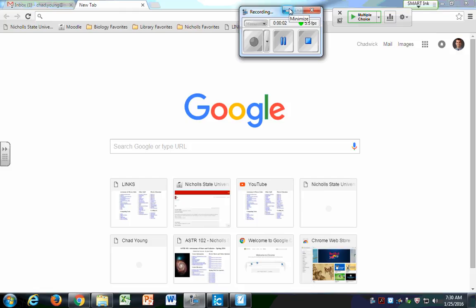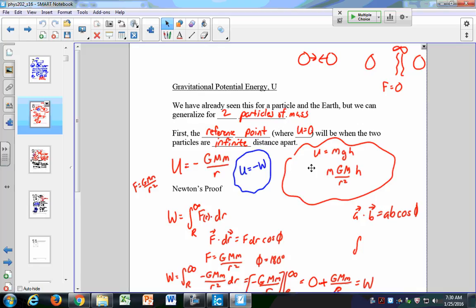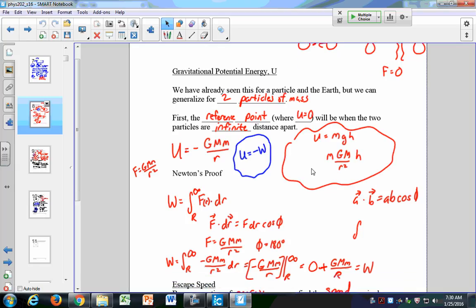Before I do that, I want to show you one thing I didn't mention. You'll see this in the homework, but I just want to make sure that it's clear. We had this derivation for the potential energy: U is negative G m m over r.